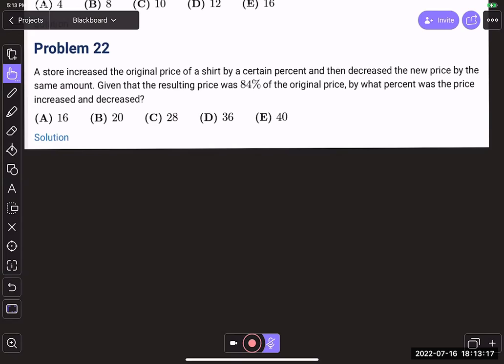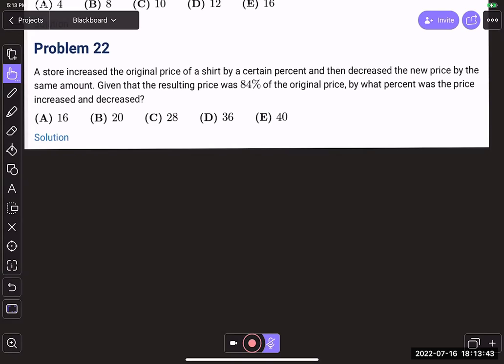So Angel, let's say, for example, that the percent was 10%. If I increase by 10%, what is my new price going to be after that 10% increase? Any ideas? No? Okay, sure. Lindsay, what is that going to look like?